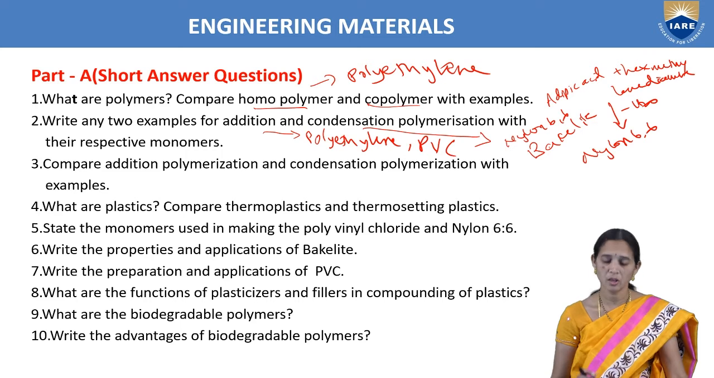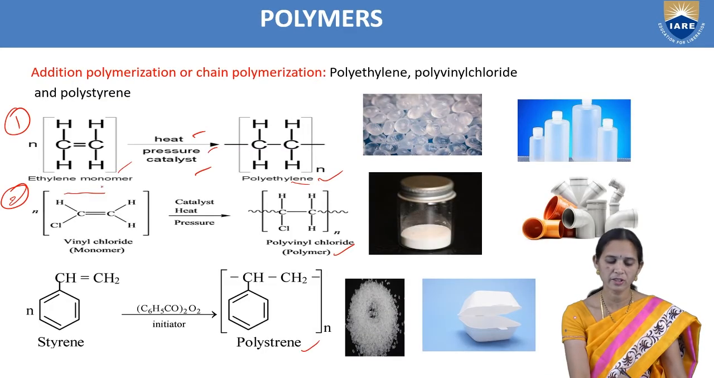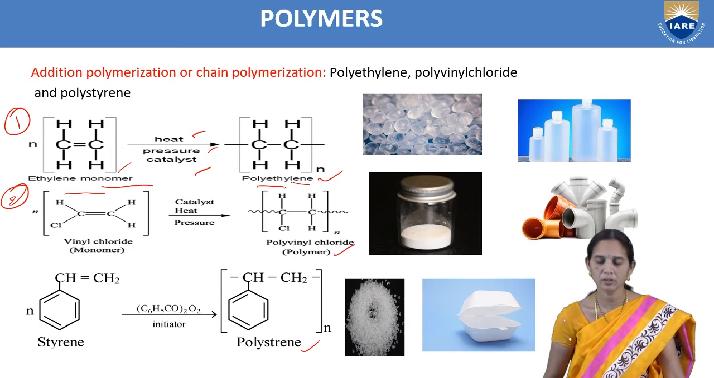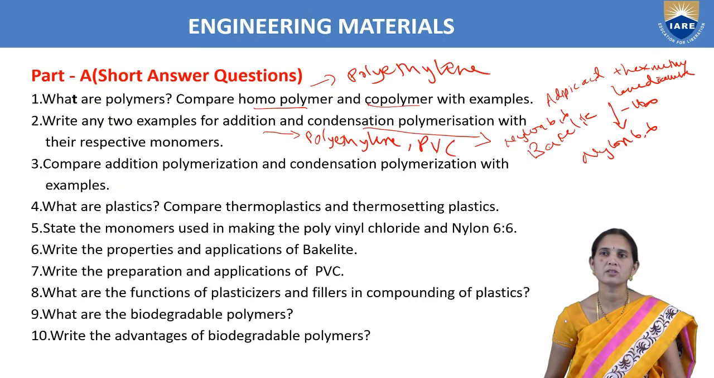So we have to write the monomers, then we have to write the polymer. First we write the monomer, then the polymer. We have to give 2 examples for addition polymerization and 2 examples for condensation polymerization. For condensation polymerization, nylon 6,6 and bakelite.